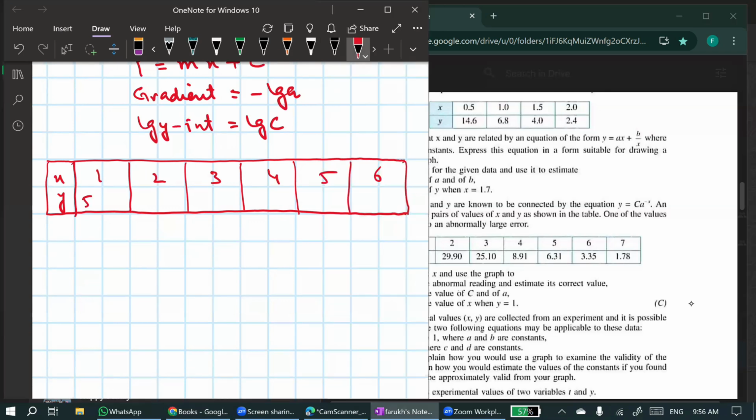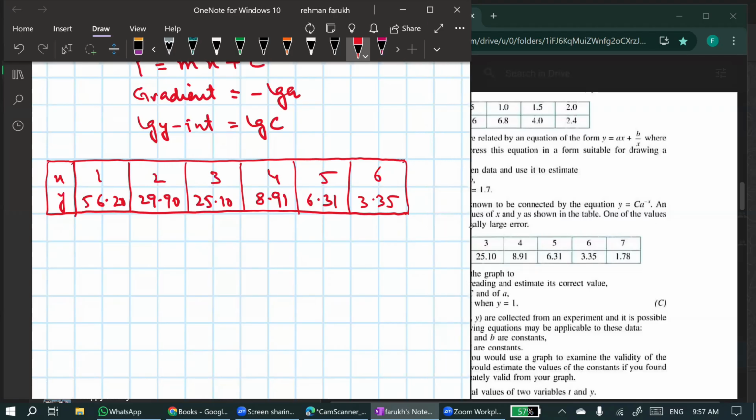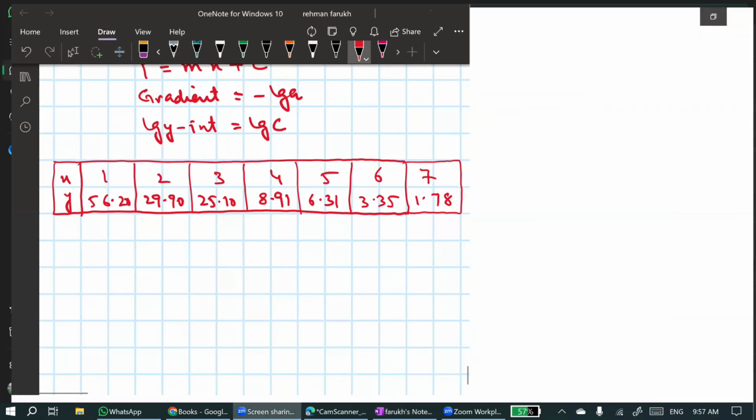156.20, 29.90, 25.10, 8.91, 6.31, 3.35, 7 and 1.78. Now we will populate one more column, that is LGY.